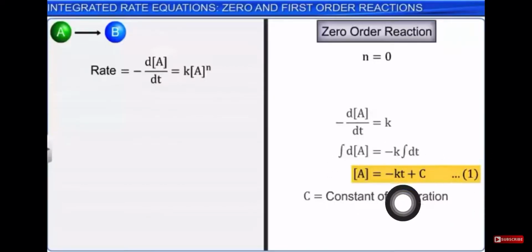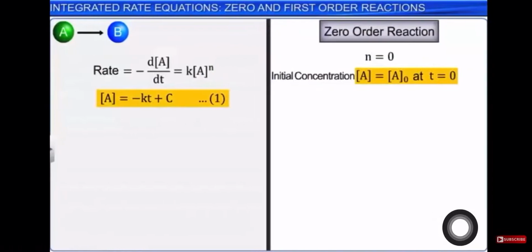You need to remember this, and you know how this integration takes place. You have already learned in maths and in physics also, where C is the constant of integration. Why do we add C over here? Because we have done integration. So here we are getting one equation, that is A is equal to minus kt plus C. This equation we are considering as equation number 1.